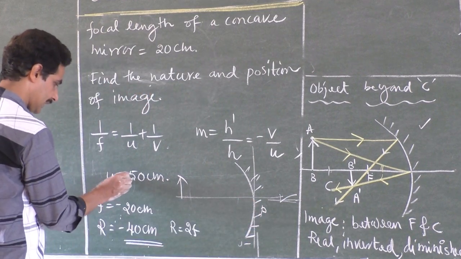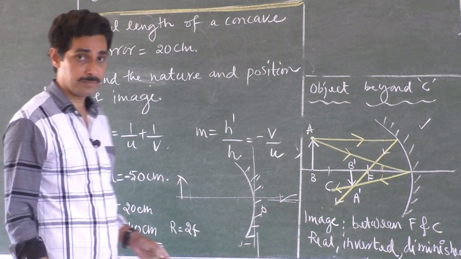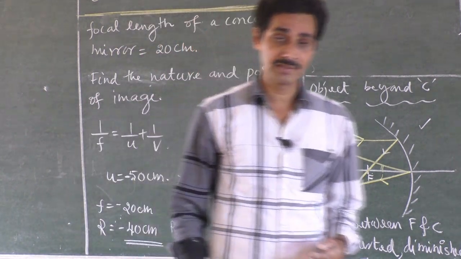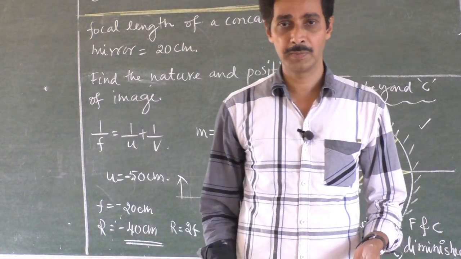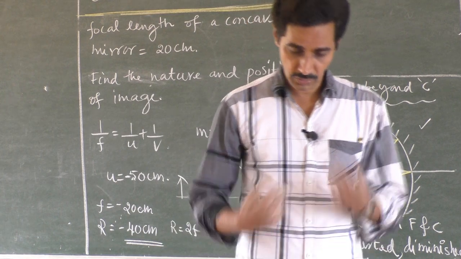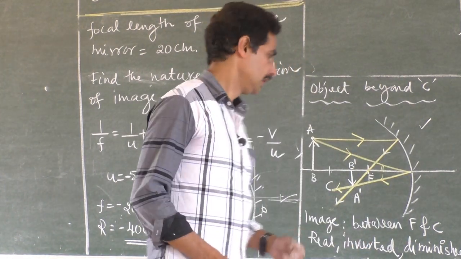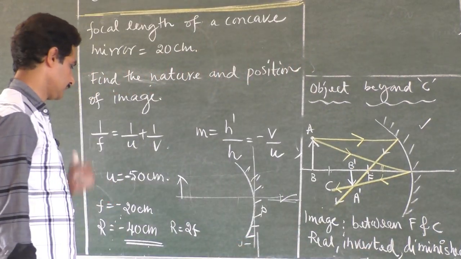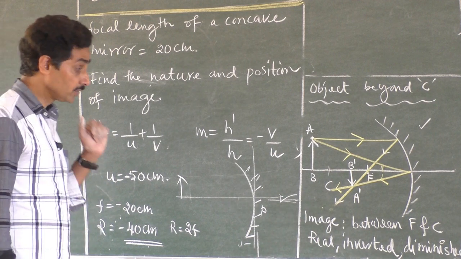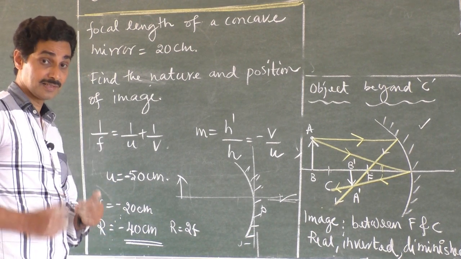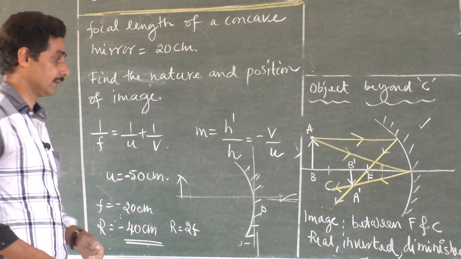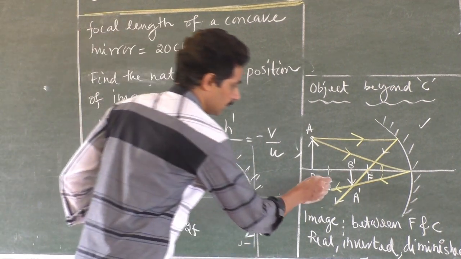So u is negative. In the problem it will be given that an object is kept at a distance of 50 centimeter from a concave mirror. They won't mention whether it is plus or minus. You have to take it because it is a convention. Okay, it is minus 50. Now where should we get the image? Let us analyze it in the beginning and then we will try to get the answer. The image should be between C and F.